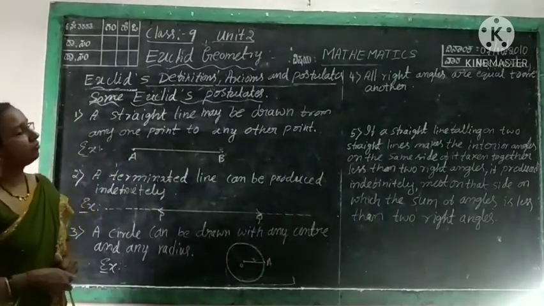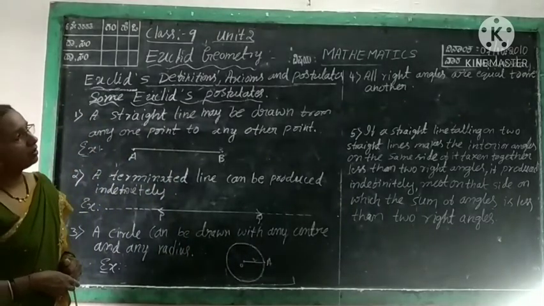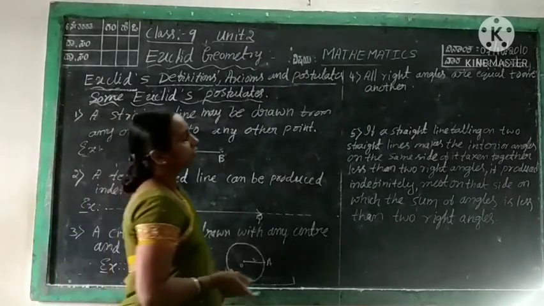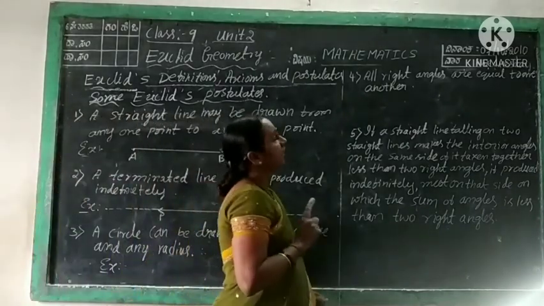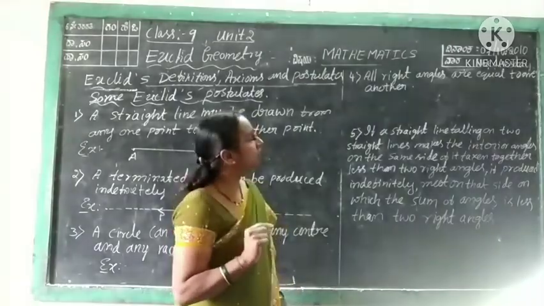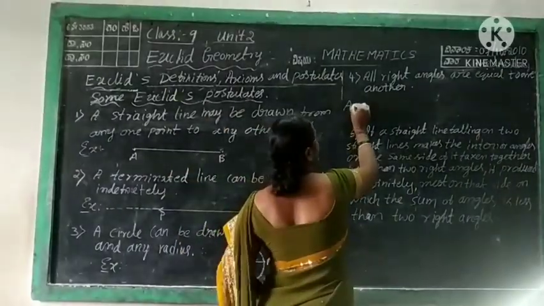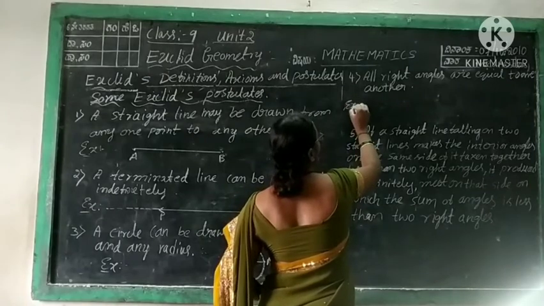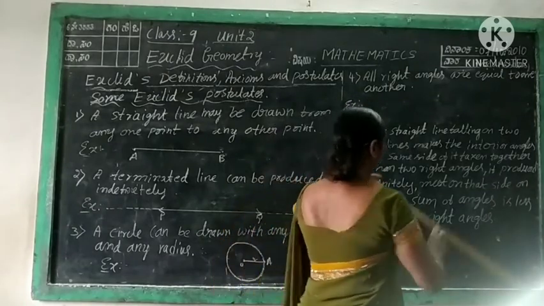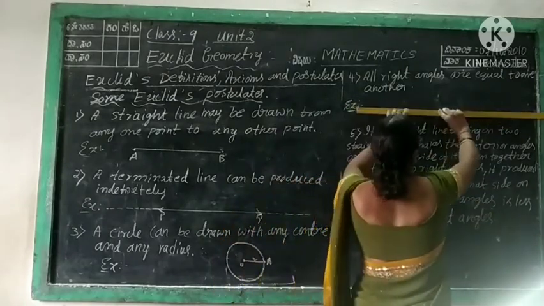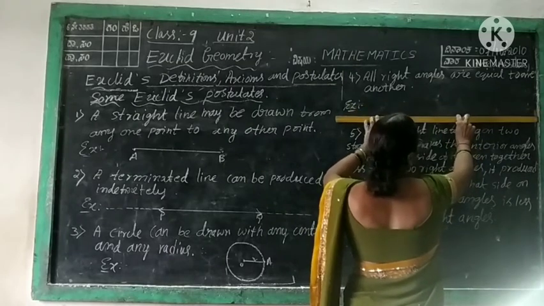Then the fourth one is, all right angles are equal to one another. All right angles are equal to one another. Example, we draw right angles.